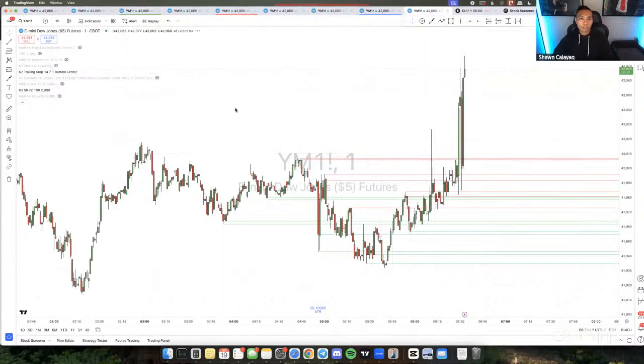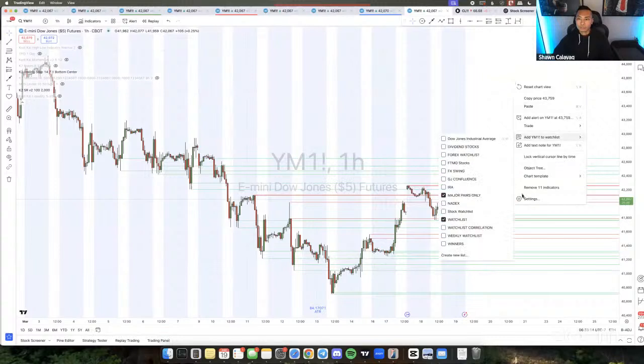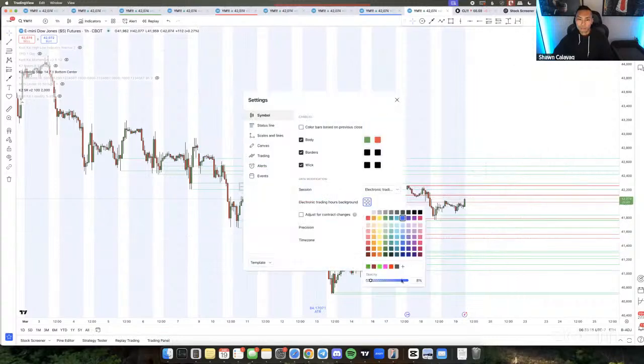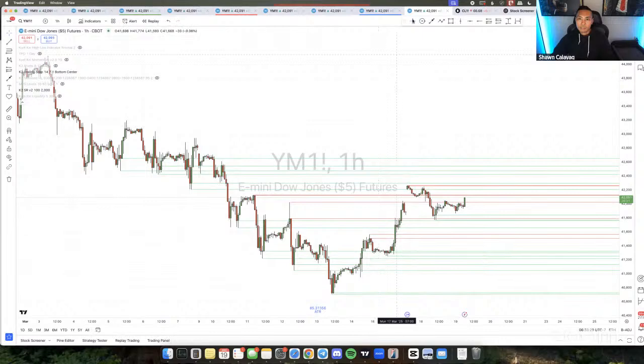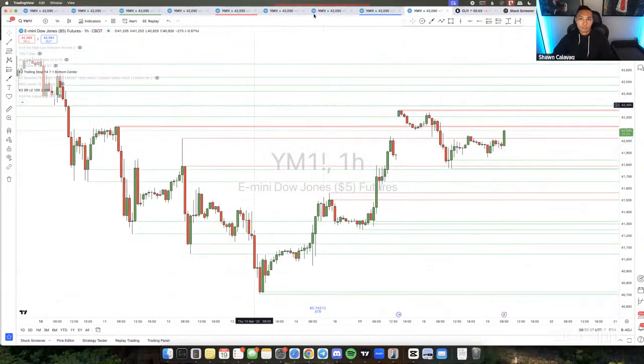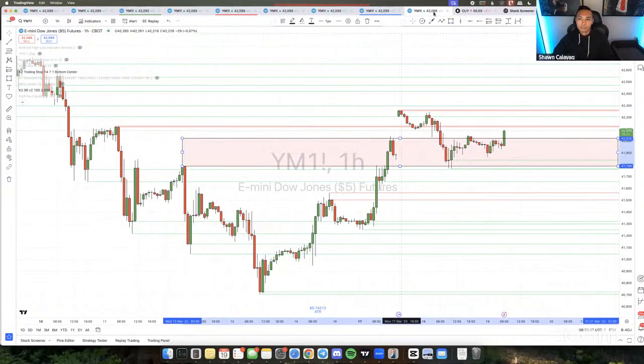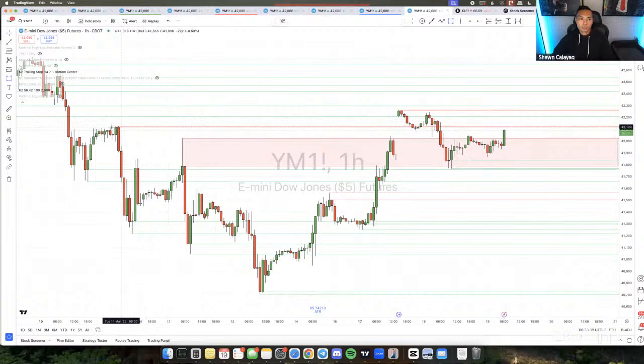I'm gonna go over here to the 1 hour, mark up some zones. Again, if you guys have these blue strips on your chart, just go to your chart settings, go to electronic trading hours background, go to this opacity right here and just put 0 to take it off. It's a new setting for TradingView. They didn't really announce it. They just kind of put it up there. This is the 1 hour support, I'm assuming.